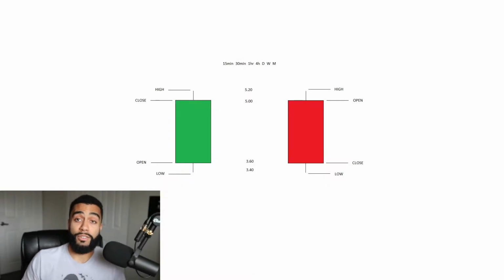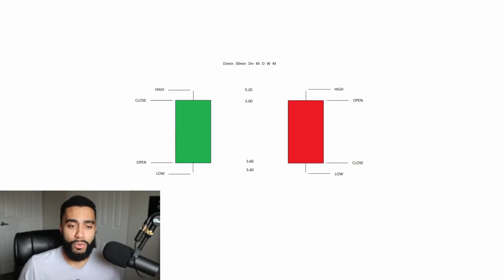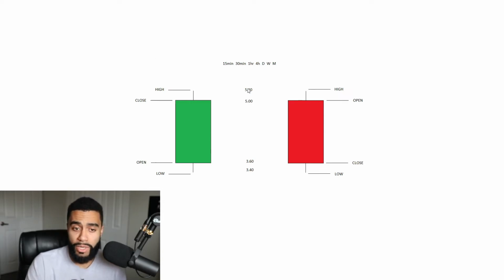Alrighty guys, so we're gonna get right into it, and I'm gonna try to make it as simple as possible. So keep in mind, what I'm about to go over can be applied to any time frame, but I'm going to be talking a lot about the daily time frame. So here we have two candlesticks. One's bullish, one's bearish, right?